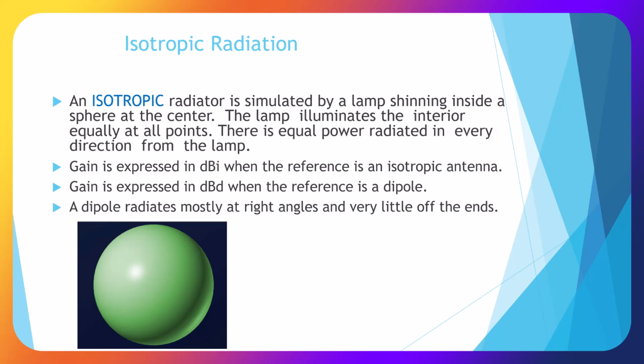Okay, isotropic radiation. It's simulated by a lamp shining inside of a sphere, and the lamp's at the center, and it illuminates the interior equally at all points. So there's equal power radiated in every direction from the lamp. So the gain is expressed in dBi when the reference is an isotropic, and gain is expressed in dBd when the reference is a dipole. So a dipole radiates mostly at right angles and very little off the ends. So here is a picture of a sphere, and that's essentially why we represent isotropic radiation.